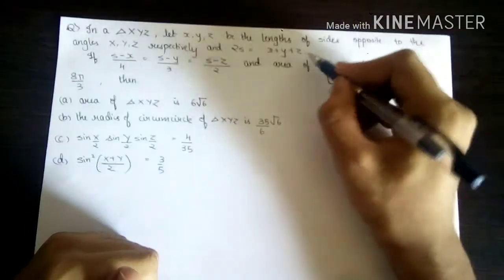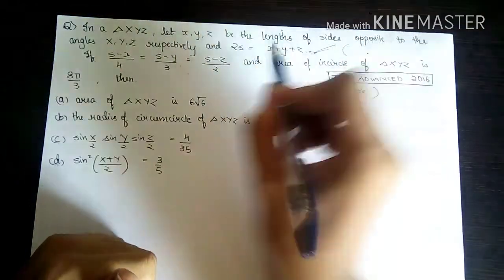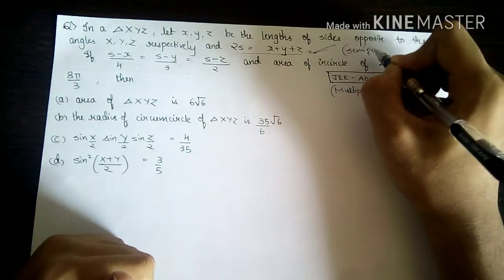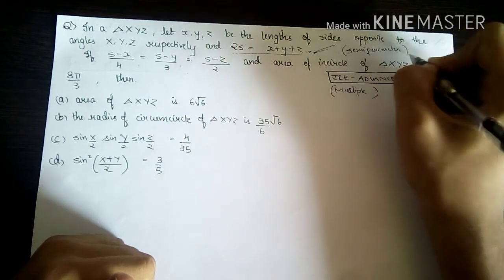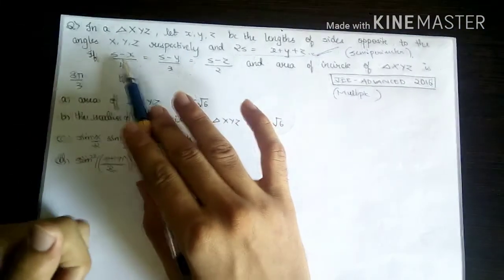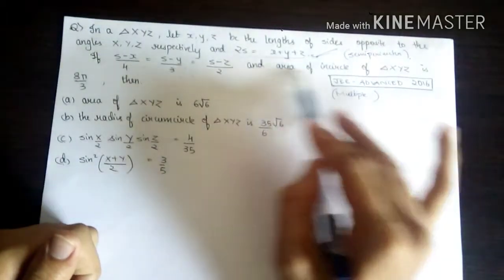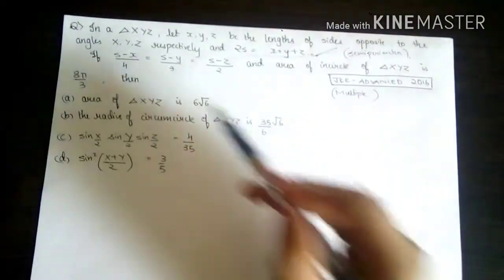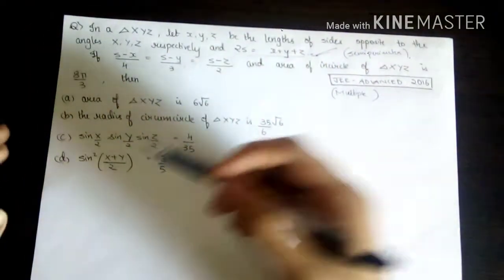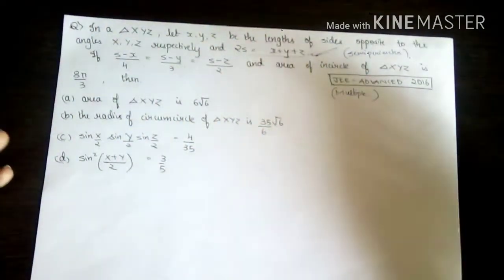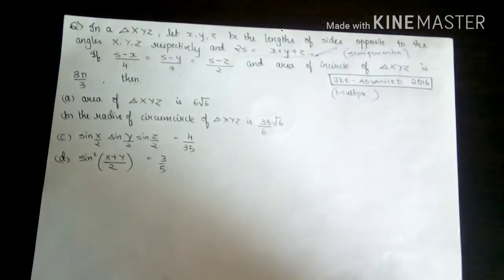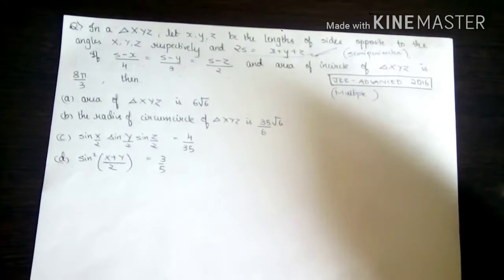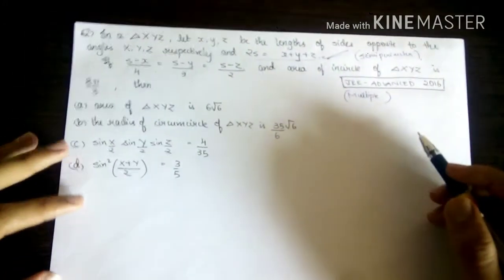This is actually not required, they needn't have given this. We already know this because this is the semi-perimeter. They have given two conditions: this part is given, and the area of the incircle of triangle XYZ is 8 pi by 3. Then any multiple correct options should be correct. So let's begin to see how to approach this question.